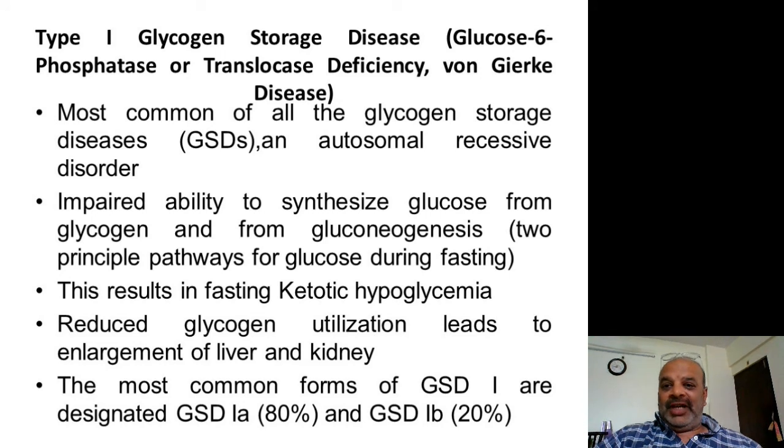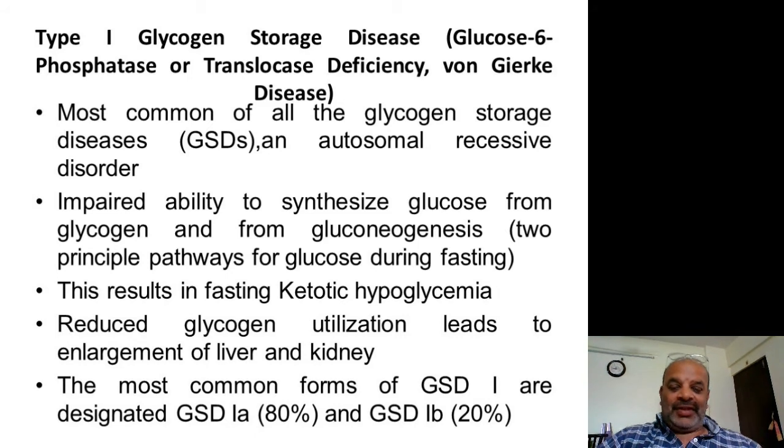The most common type of all the glycogen storage diseases that you see is type 1, also known as glucose 6 phosphatase deficiency or translocase deficiency. Another name for this disease is von Gierke's disease. This is the most common of all the glycogen storage diseases. It is an autosomal recessive disorder.